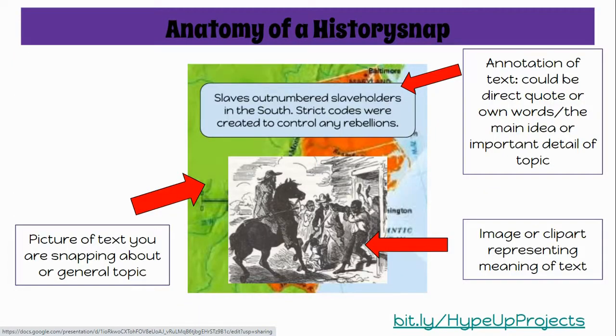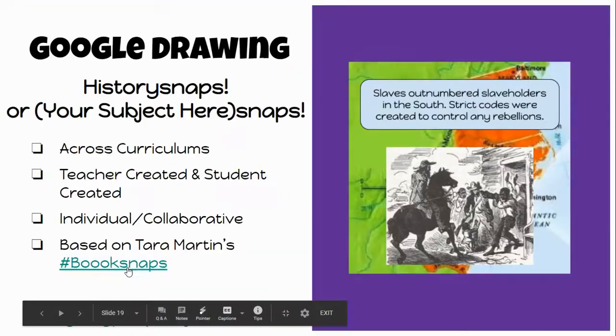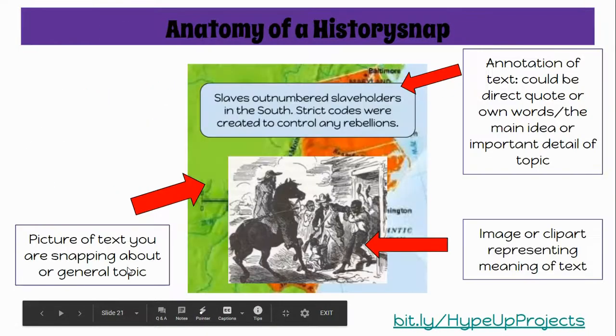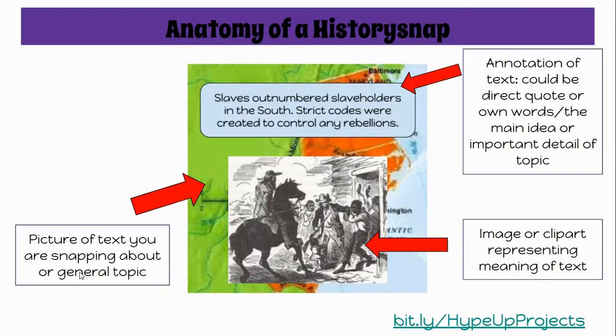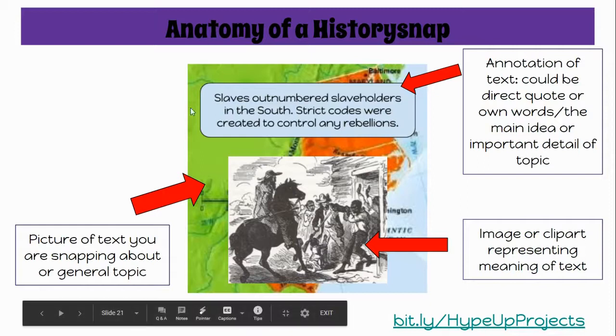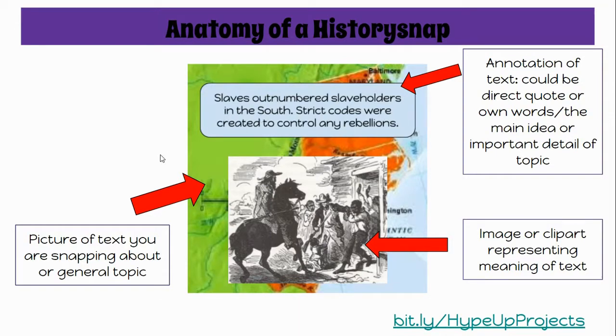So the history snap itself is the Google Drawing where the student would have a background image, right? This is the picture of the text that they're snapping about, or the general topic. In this case, since it was the 13 colonies, they had a picture of the map highlighting the 13 colonies. Then you have a text, and the text has to be something very short, no more than a sentence or two. That's either a direct quote, if it's from a novel, because you could also use this as a book snap, or it's a main idea or important detail of the snap itself.